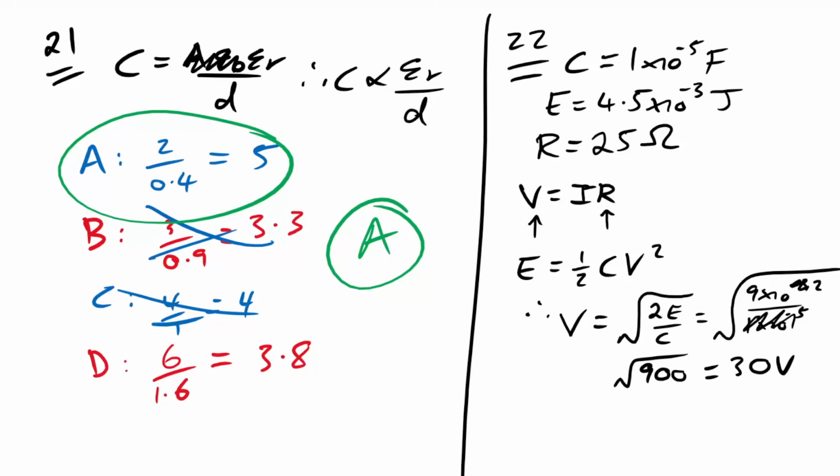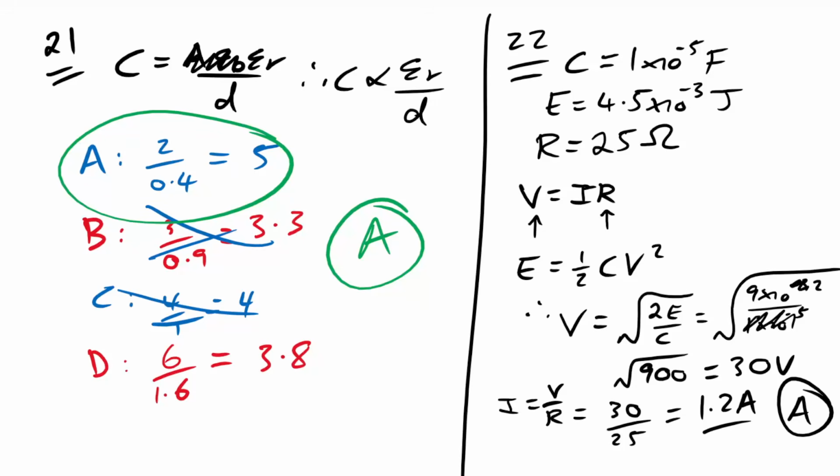Cool. So we have V equals IR. I is equal to V over R. So that gives us 30 divided by 25. Oh, wow. We don't even need to calculate that. Look at the answers. There's only one that makes any sort of remote sense, and that is going to be the 1.2 amps. So our answer is again A.